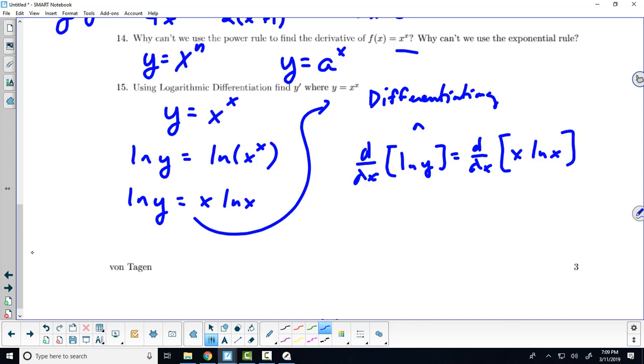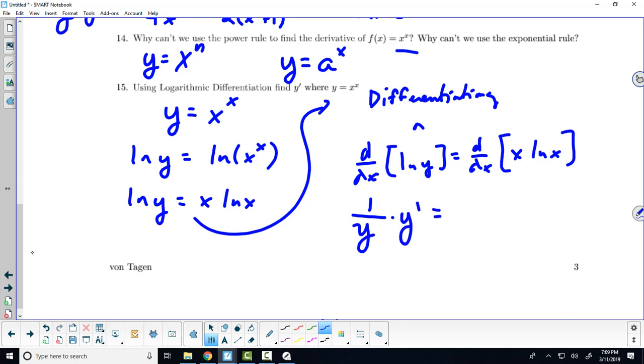Okay, because if you don't, then your reader thinks there's some algebraic way to get from here to what you're about to write, which there isn't. Okay? So, what is the derivative of the natural log of something? 1 over that something, times y prime.